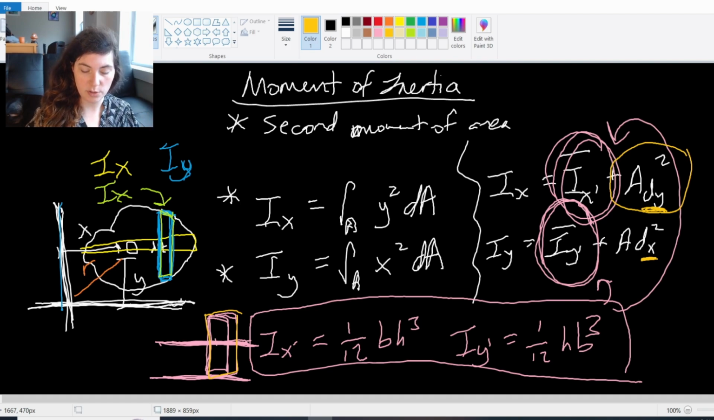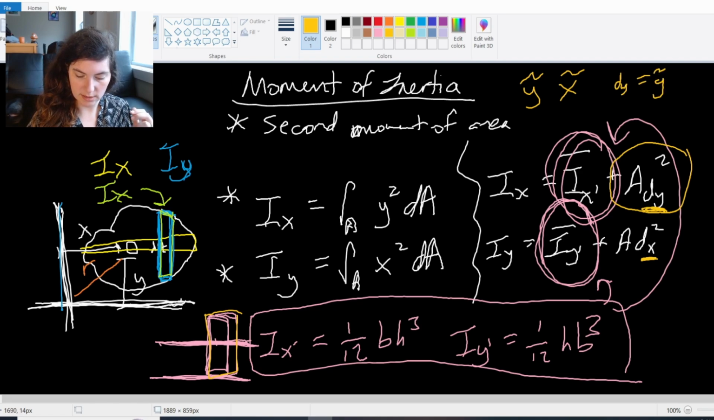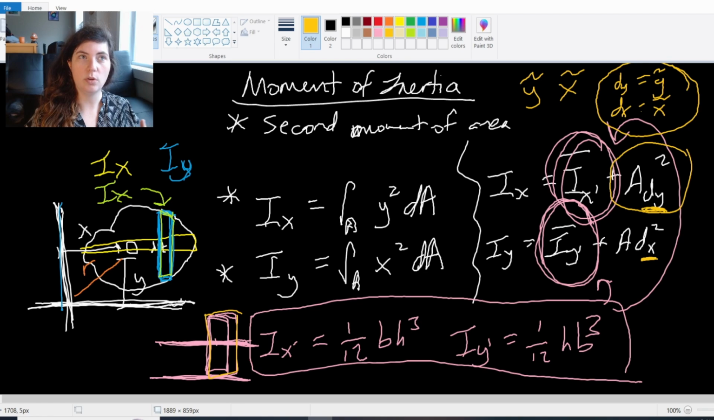Often when we were doing centroids, we were calling this distance y tilde or x tilde. So if you're taking them from the x or y axis, it's the exact same as y tilde or x tilde. So d sub y equals y tilde and d sub x equals x tilde, if you are finding the moment of inertia about the x-axis or the y-axis. But if you're finding it about some other axis, like the centroidal x-axis or centroidal y-axis, then it will be different. For most cases, we're taking our moment of inertia about the x-axis or y-axis. So where we take it matters because it changes these d sub y and d sub x terms. We'll break this down again in an example so you can see where these numbers come from.